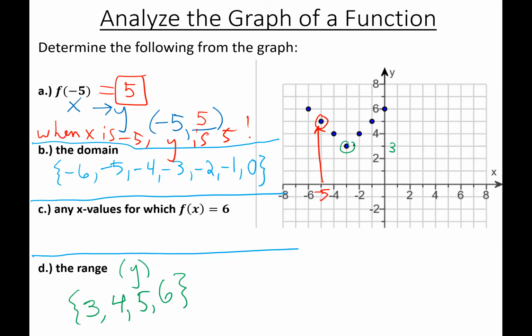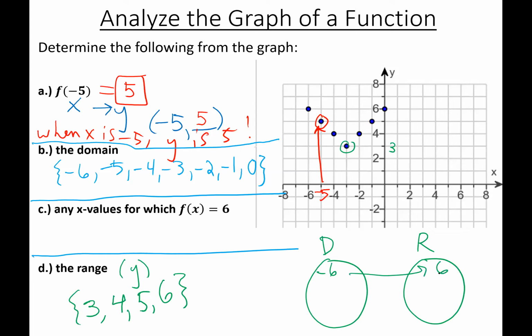Now, if we made a list of each of these ordered pairs, we'd see quite a bit of repetition in the range. And in fact, maybe we'll do a little mapping here. Okay, so if I go left to right, -6 goes to 6. -5 goes to 5. -4 goes to 4. There's the pattern. Okay, -3. Where are we? Here we go. -3 goes to 3.